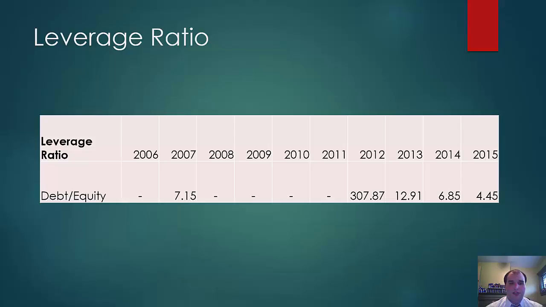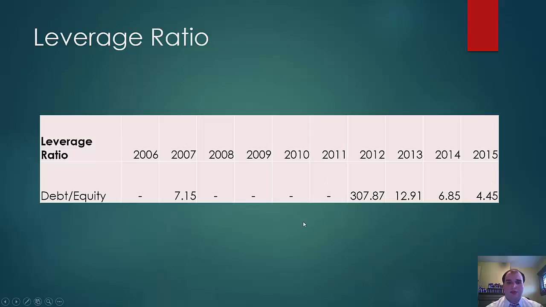This chart simply shows the debt to equity ratio from the 2006 period to the 2015 period. Something to note is that in 2006, 2008, 2009, 2010, and 2011, Dish Network had no debt to account for, and in 2007 their debt to equity ratio was 7.15. In 2012 it shot up dramatically to 307.87, and then that value tapered off in the following years.